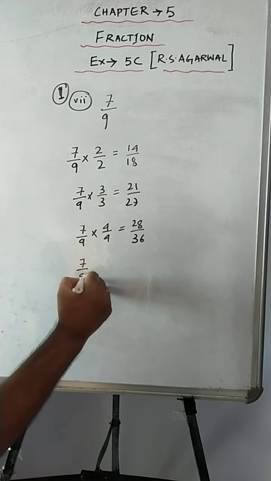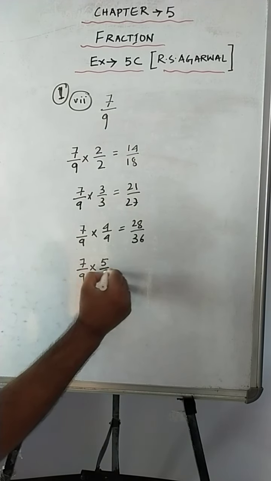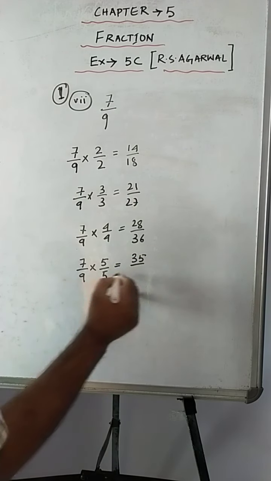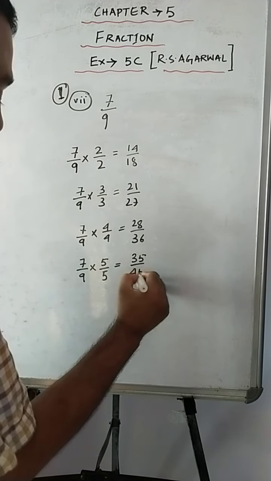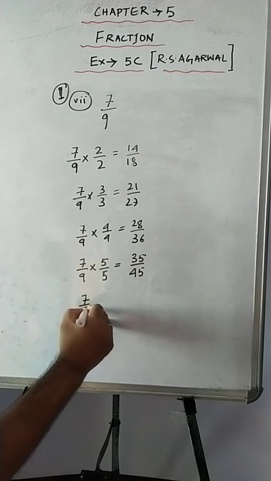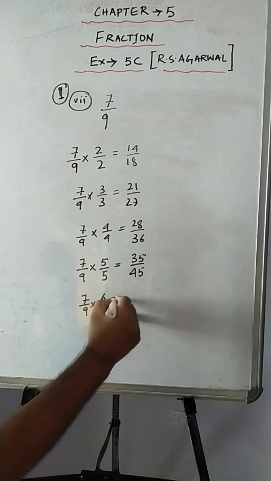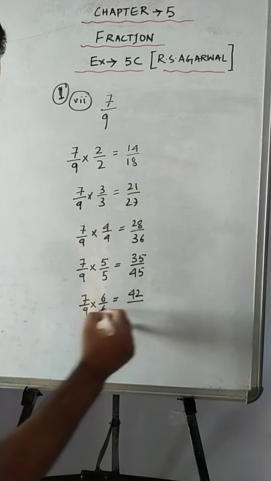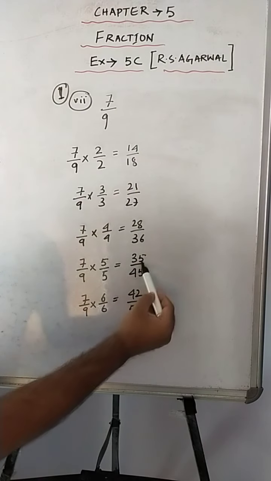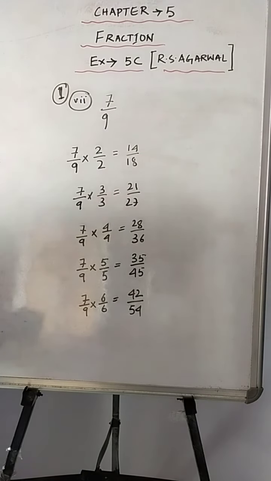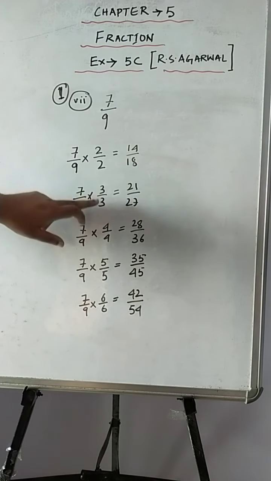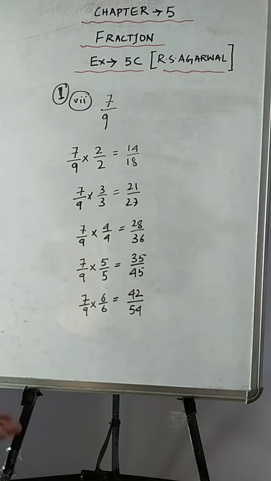What is the fourth one then? 5 7s are 35, 9 5s are 45. So this is your fourth equivalent fraction of 7 by 9. And for the last one, we multiply with 6. 6 7s are 42, 9 6s are 54. So these are the 5 equivalent fractions of 7 by 9. This is how exactly you have to do it. The first number you select is 2, then 3, then 4, depending on how many equivalent fractions you have to write.